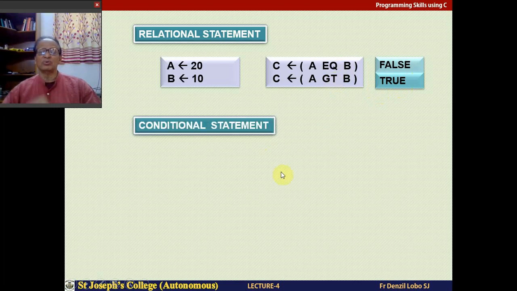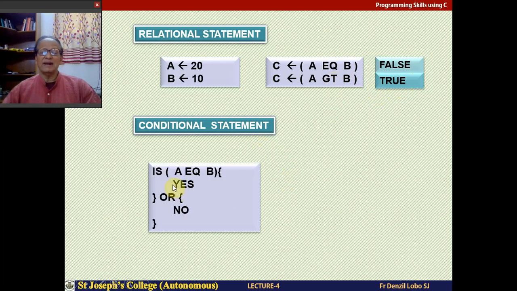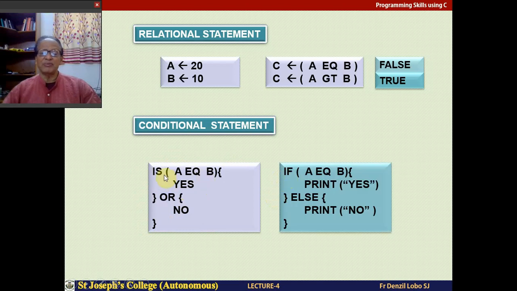And let us see how to use this in the conditional statement. In English, I could put it like this: is A equal to B, either yes or no. So this becomes my corresponding English statement. And in pseudocode, instead of 'is', I put 'if'. If A is equal to B, I say yes, or instead of 'or', I put 'else', say no. Naturally, in this case, A is not equal to B, therefore the answer is going to be no. Suppose it were 20 and 20, then you would have said yes, both of them are the same numbers.